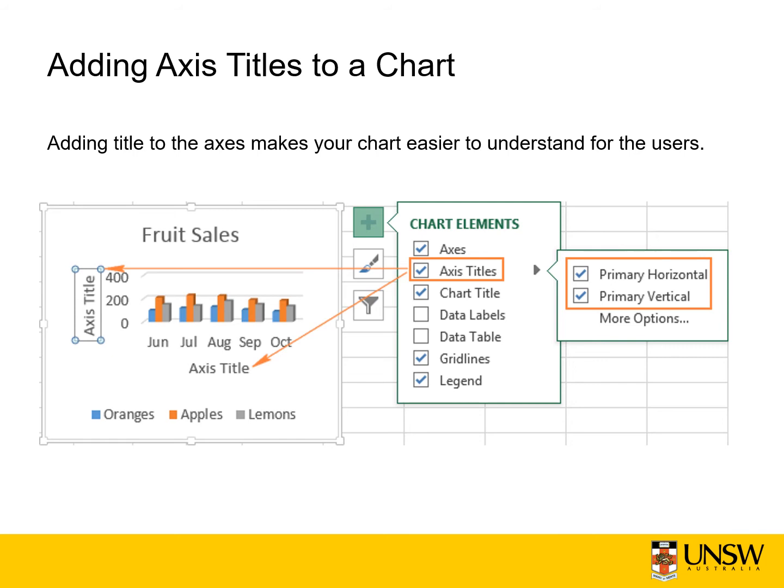Horizontal and vertical axis titles can help your users to understand what the chart data is about. To add the axis titles, click the Chart Elements button and check the Axis Titles box. If you want to display the title only for one axis, either horizontal or vertical, click the arrow next to the axis titles and clear one of the boxes. Finally, click the Axis Title box on the chart and type the title.